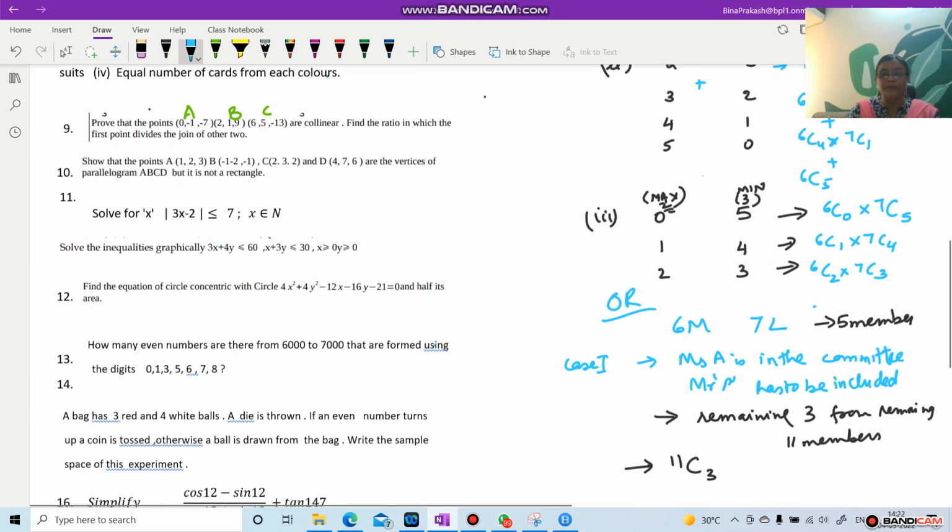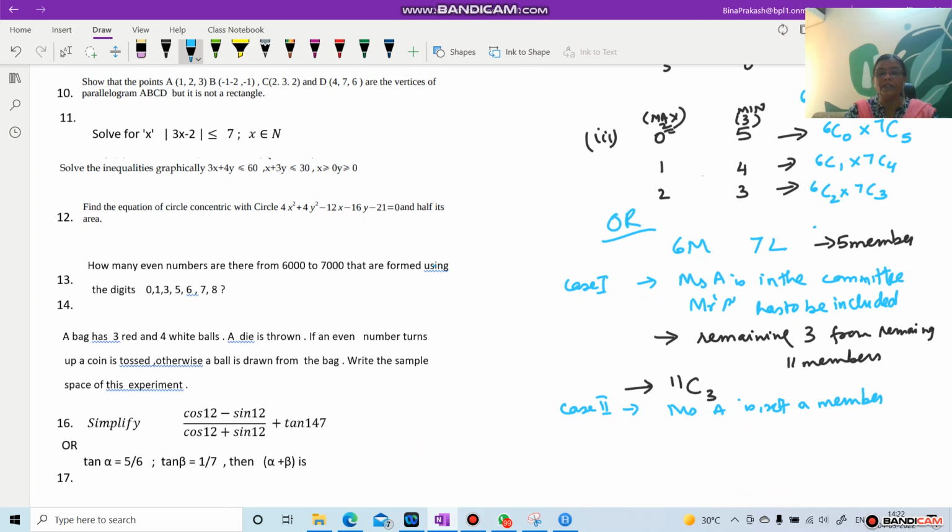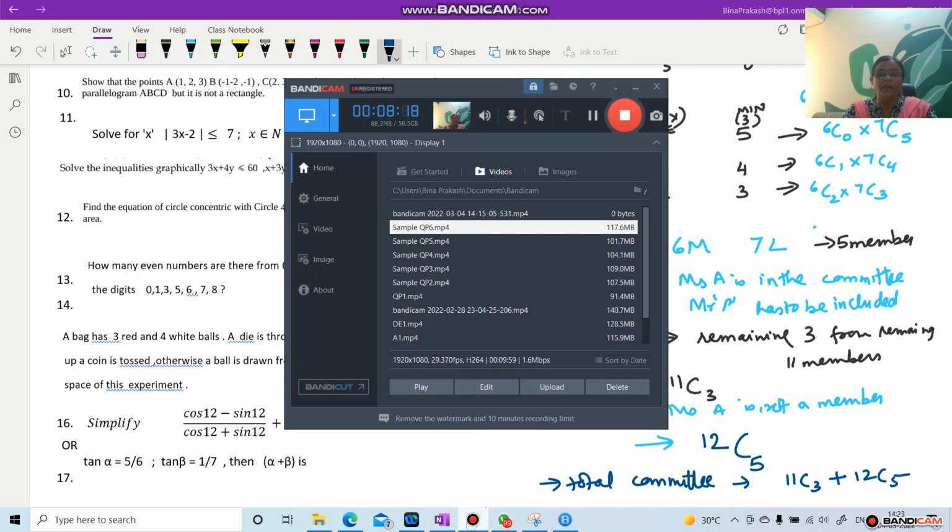Now what is case 2? Case 2 is where Miss A is not a member. Mr. P can be there or not, but Miss A is not a member. So there are 12 of them and you have to select 5. So the total committees formed will be 11C3 plus 12C5. That many committees can be formed.